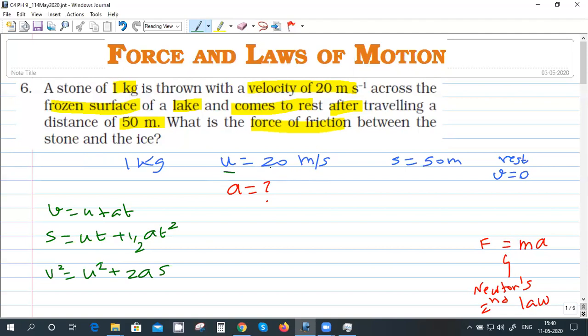Here U is known, V is known, S is known. So among these 3 equations, which one will you use to get A? The first one, T is not known, right? What about the other ones? Second also, T is there. What about the third one? In that, V is known, U is known, S is known, everything is known except A. So use the third one. From this I have to get A. Do the calculation.